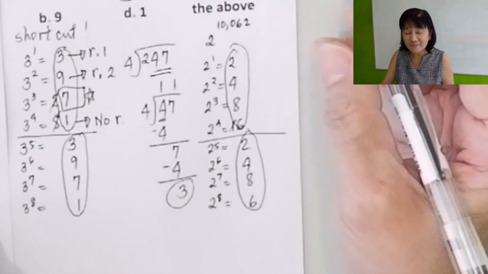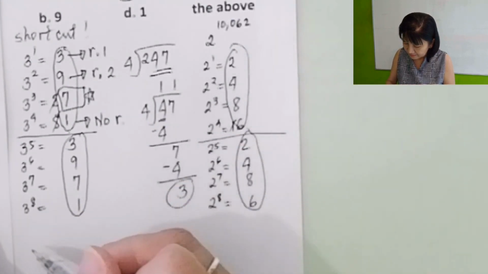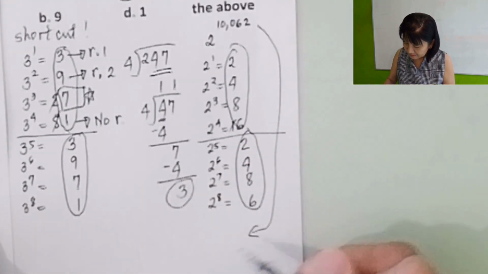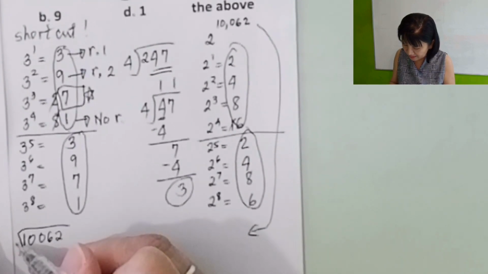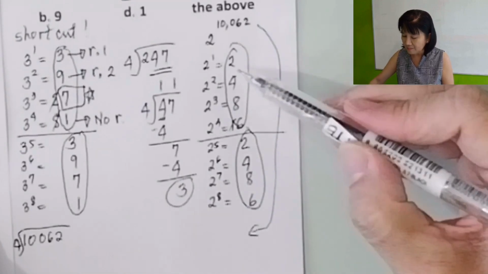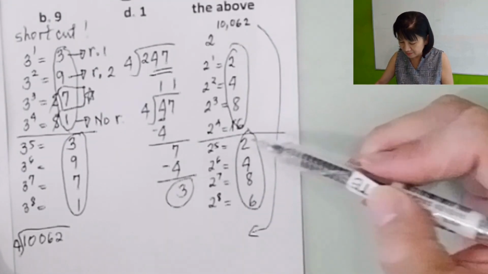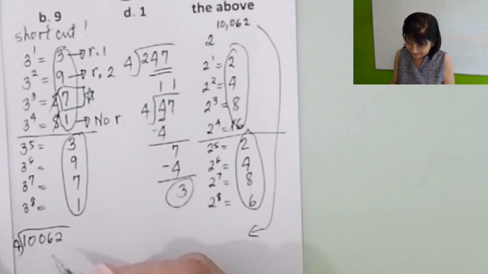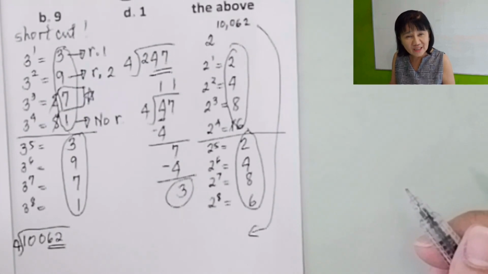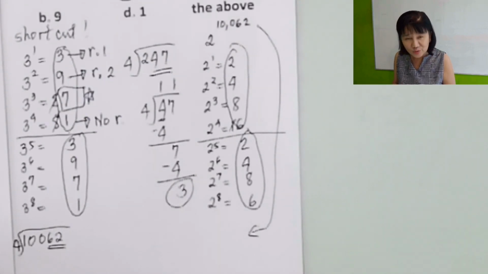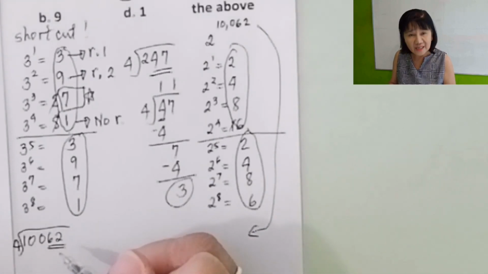So what do? You just divide 10,062 by 4. Why are we dividing by 4? Because the pattern repeats after the 4th time we multiply it by 2. But wait, a number is divisible by 4 if the last 2 digits are divisible by 4. So you don't have to divide everything there.